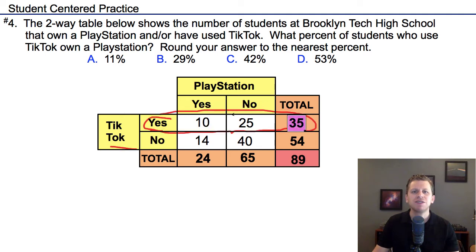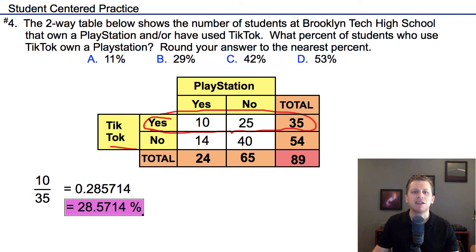Of those students who use TikTok, how many own a PlayStation? It looks like 10 of those 35 students own a PlayStation, so the exact probability here is 10 over 35. To make it a percent, let's first divide to make it a decimal, multiply by 100 to make it a percent, and rounding, I can see that 29% of students who use TikTok own a PlayStation.